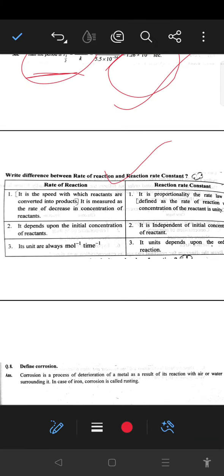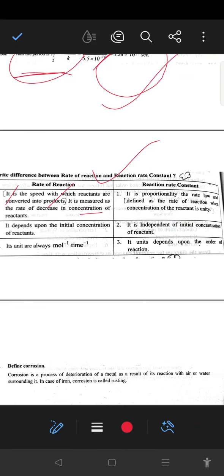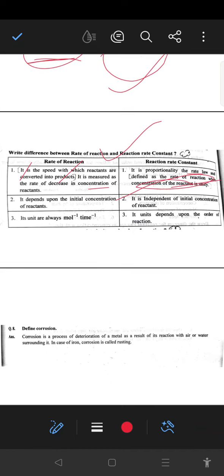Next, the difference between the rate of reaction and reaction rate constant. Rate of reaction is the speed with which the reactant is converted into product, and it is measured as the rate of decrease in concentration of reactant. Reaction rate constant is the proportionality constant in the rate law and is defined as the rate of reaction when concentration of reactant is unity. Rate of reaction depends upon the initial concentration of reactant. Reaction rate constant is independent of initial concentration. Rate of reaction units are mole per litre per time, and in case of reaction rate constant, units depend upon the order of reaction.